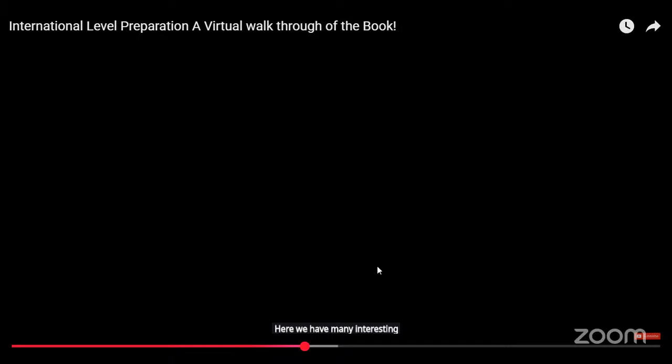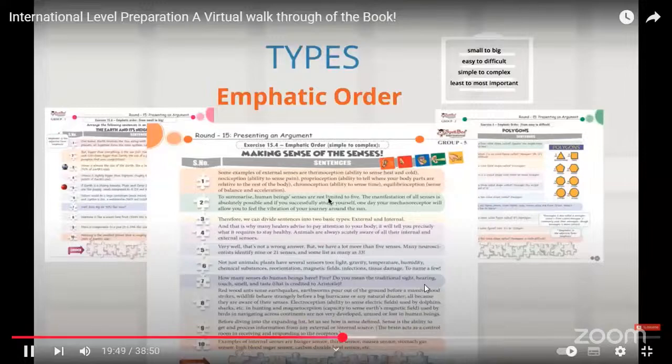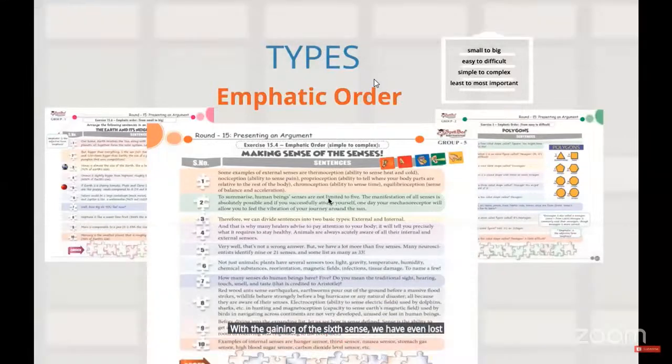This is from group 5, so grade 5 students' book, Making Sense of Senses. So many people think people only have 5 basic senses. And our mom, she always says, with the gaining of the sixth sense, we have even lost all our five senses. This is our DK Ma'am's quote.